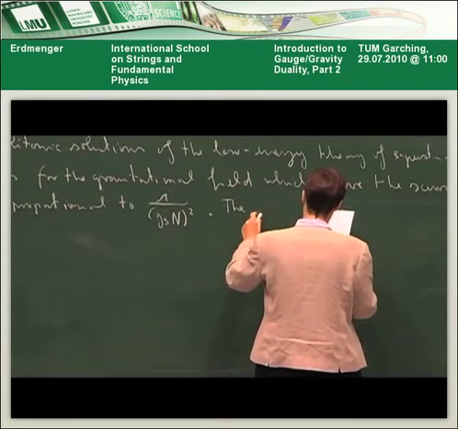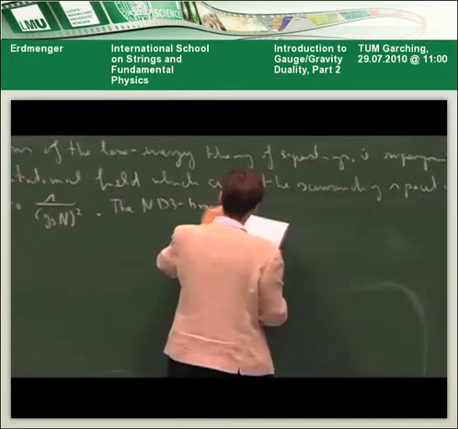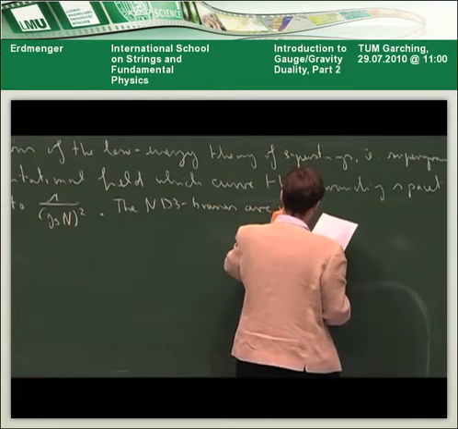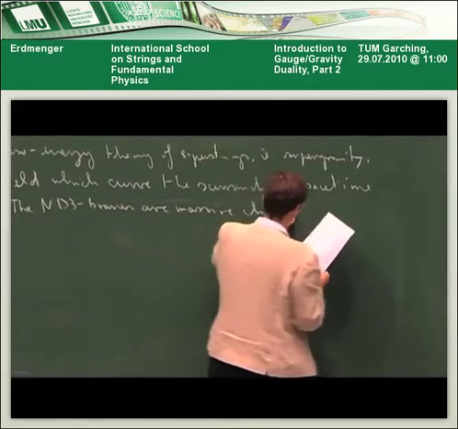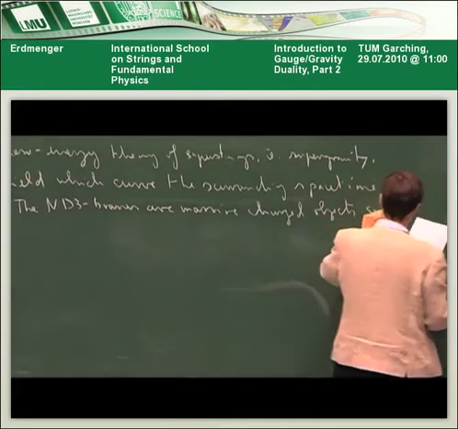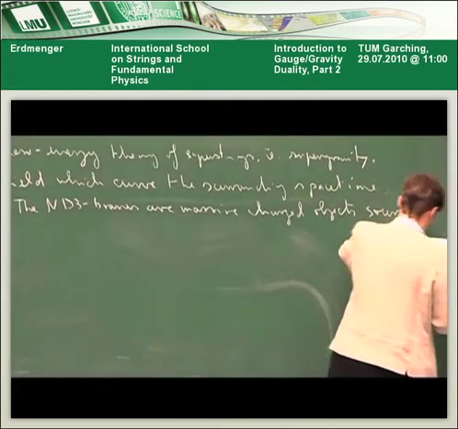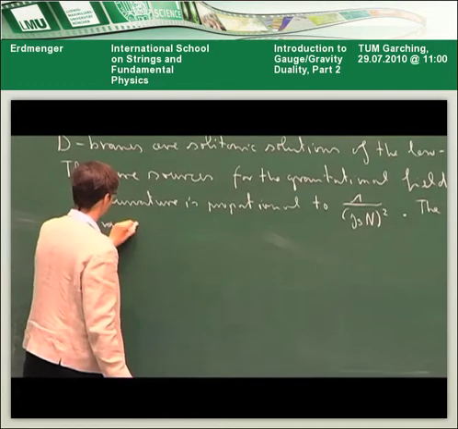So I just want to say, these N branes are massive charged objects sourcing the various fields of type IIB supergravity. And I'll give you one example in a few minutes.